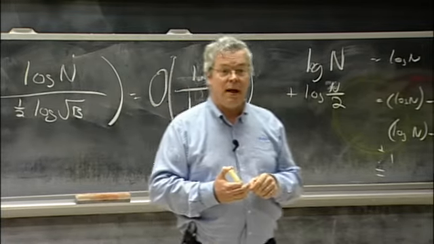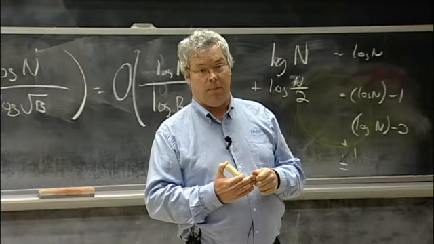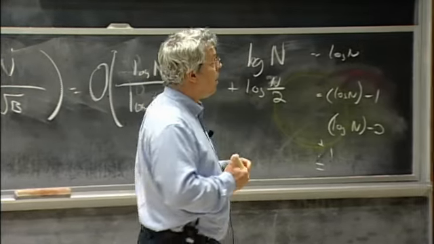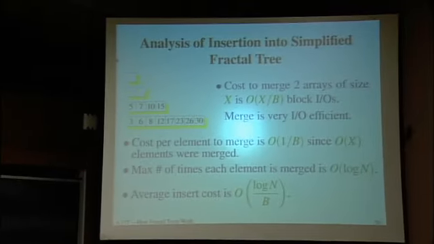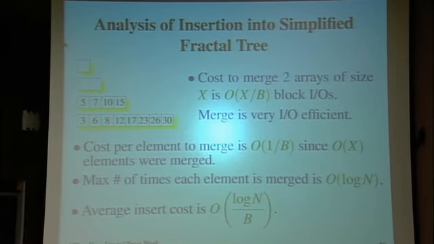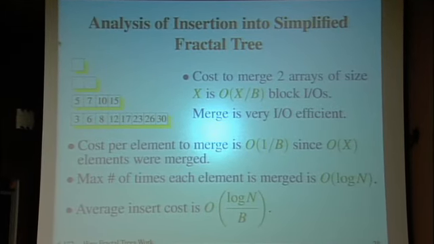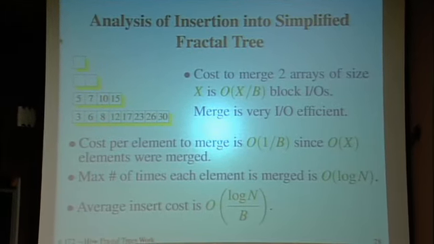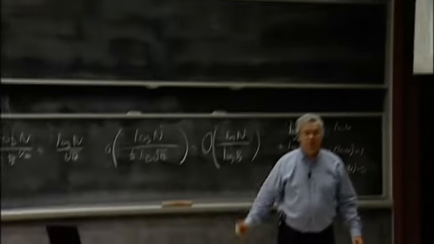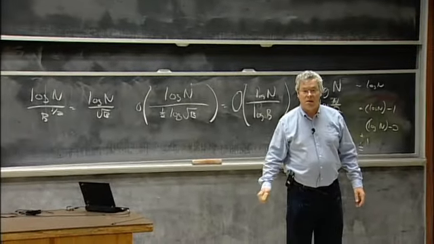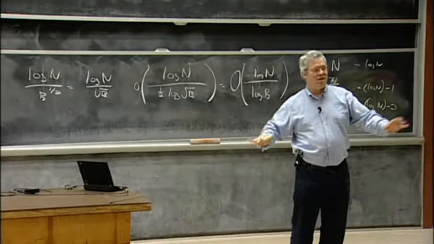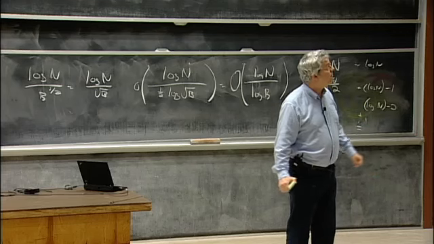And each item only has to be rewritten log n times. So the total average cost for an insertion of one element is log n over b, which is actually better than what I promised here, but this data structure is going to be worse somewhere else. So this is a simplified version. Ignoring epsilons and things, it'll be good enough.